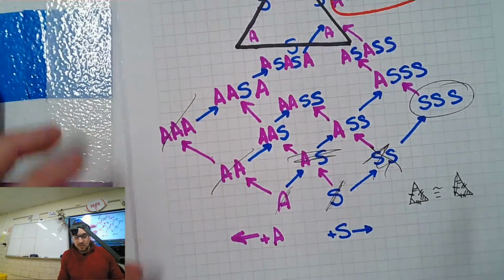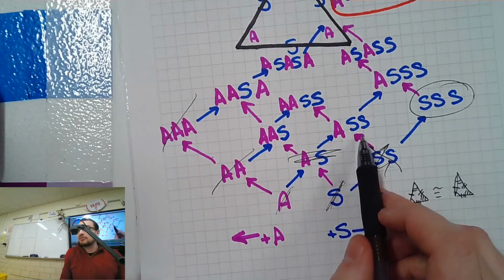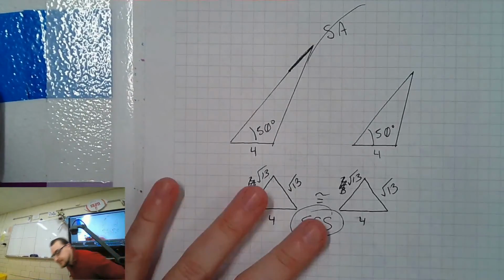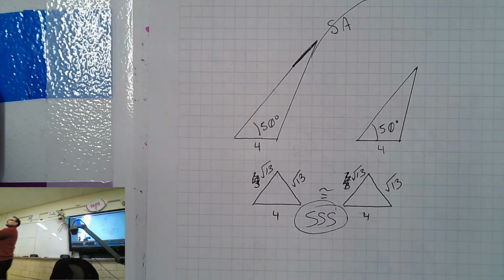So, test the rest of these, like angle, angle, side, to see if that's enough to prove the triangles are the same. I'll walk around and help you guys. I know this is different and weird and out of the box. So the best thing to do is give it a shot and try it, and when you have questions, raise your hand. I'll walk around and help, okay?